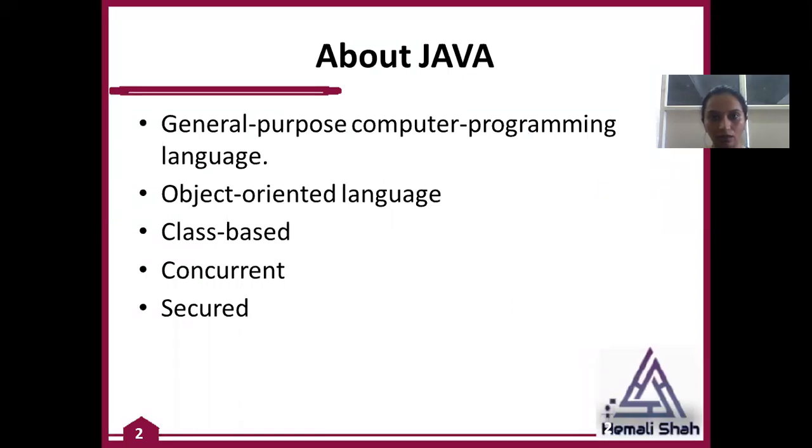What is Java? Java is basically a general purpose computer programming language. Computer programming language means you can create computer programs by using the language. C, C++, these two are the languages that you already know, which are used to create applications that can execute in a computer, right? So it is a general purpose computer programming language, right?